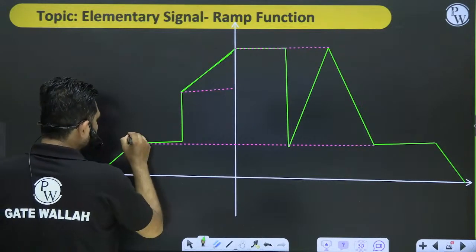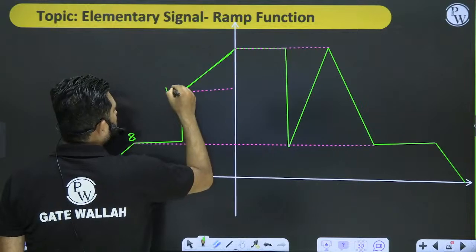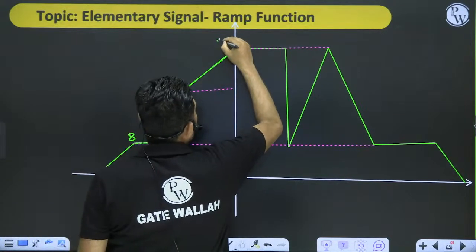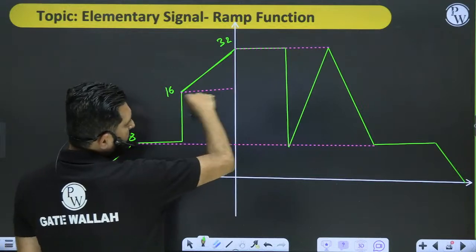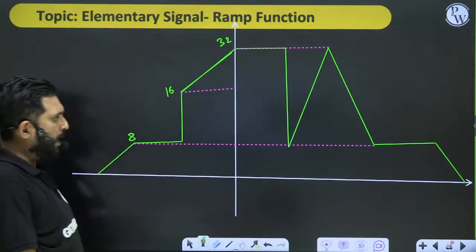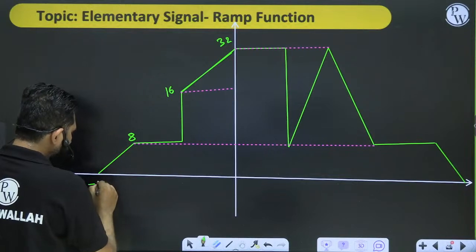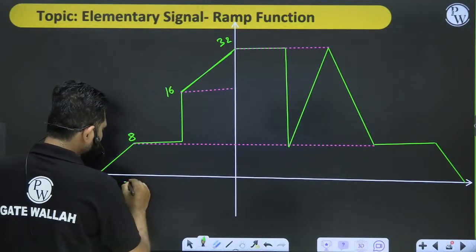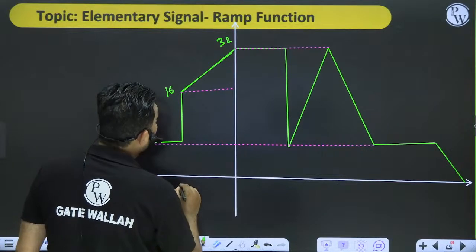So this should be 0. This should be, let's say, 8. Let's call it to be 16. And let's call it to be 32. Everything here is 8. Everything here is 16. Everything here is 32. I don't think that any other level is needed. This should be level minus 16. This is minus 12. This is minus 4.